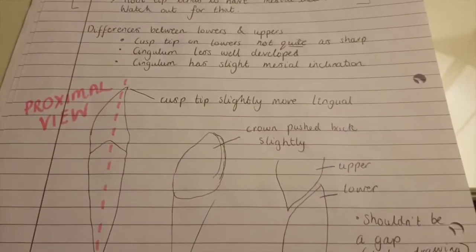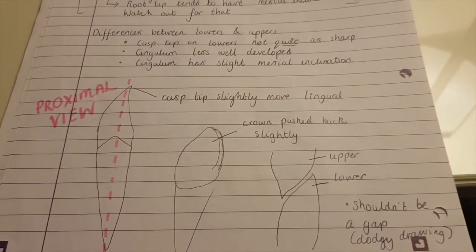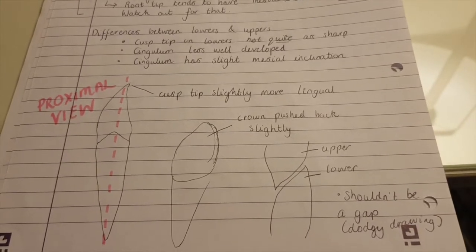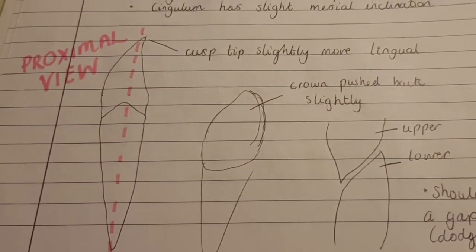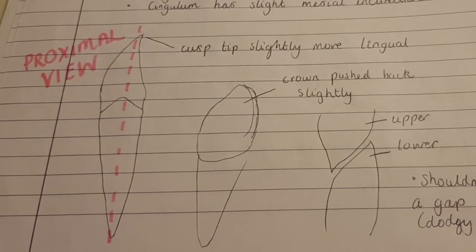So differences between uppers and lowers. The cusp tip on lowers is not quite as sharp, I've already mentioned that. The cingulum is less well developed. It's way more well developed than the lower incisors are in comparison to their upper incisors. And also the cingulum has a slight mesial inclination, so that's something you could look out for on the lower canines. I've also already mentioned this, but when you look at the tooth proximally, you can see that the cusp tip is slightly more lingual and the crown is pushed back slightly.